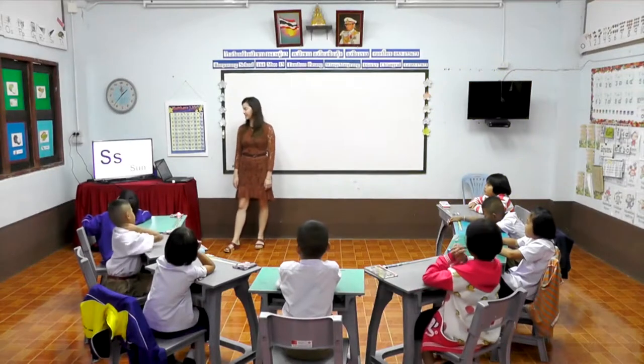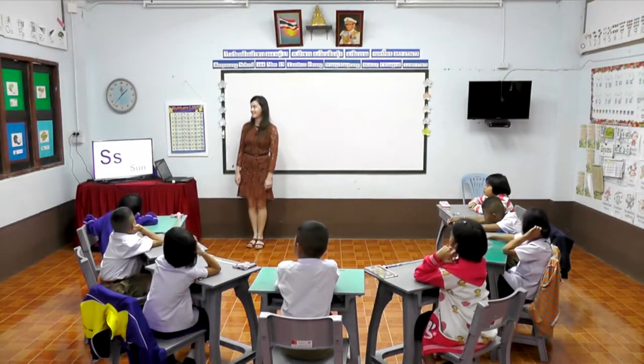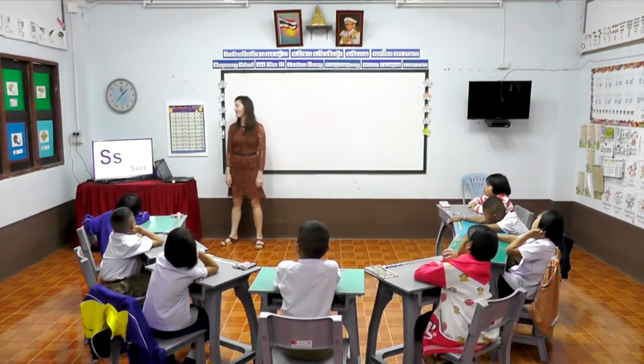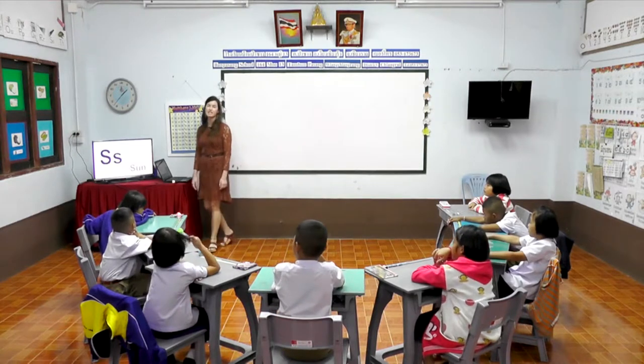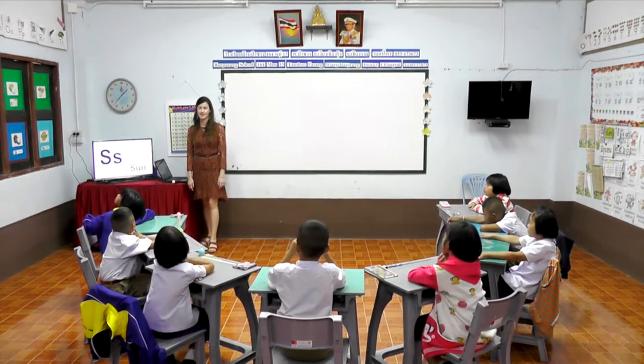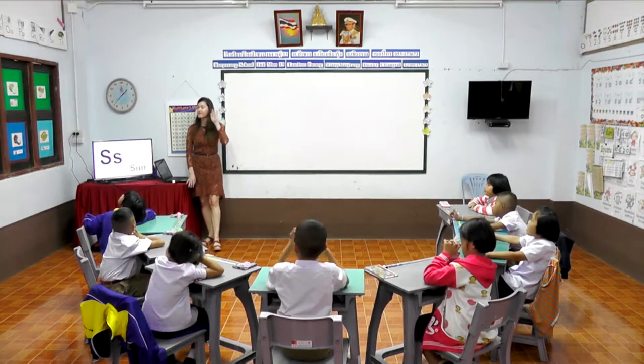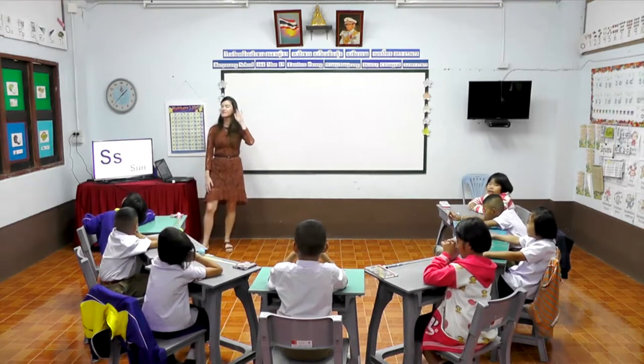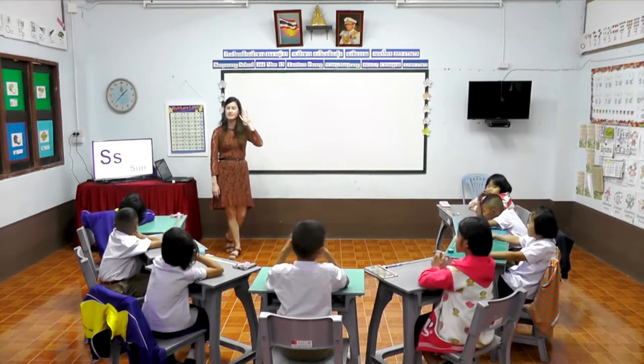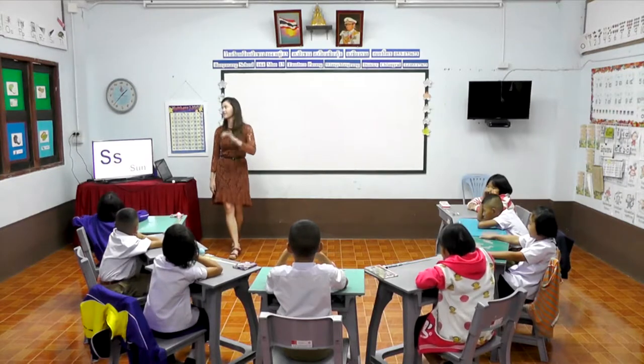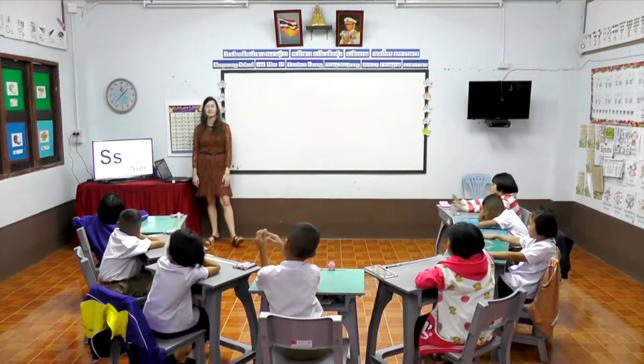S. And our picture is a sun. That's right. S is for sun. Sun. Good. A snake or the sun, that's right. S is for sun. Let me hear. S is for sun. Good job. What letter comes next?